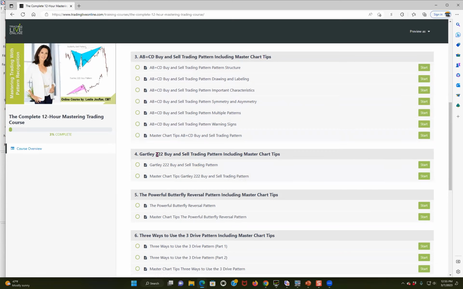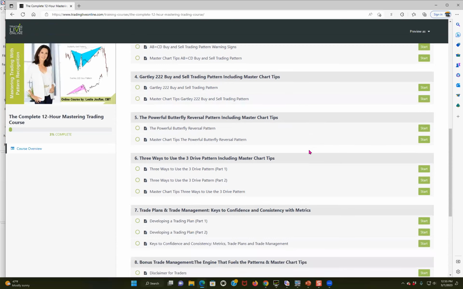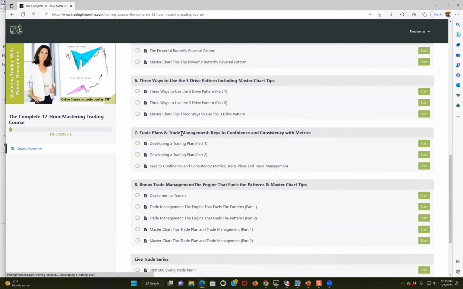And then the Gartley 222, the buy and sell with the master chart tips, and that powerful butterfly reversal. At the highs of 2021 into 2022, butterfly reversal patterns were all over the place, and the market took a huge dive. This pattern is one to know. Then the 3 drive that I just showed you. And then you move on to trade plans and trade management. This is where you find your confidence and consistency.